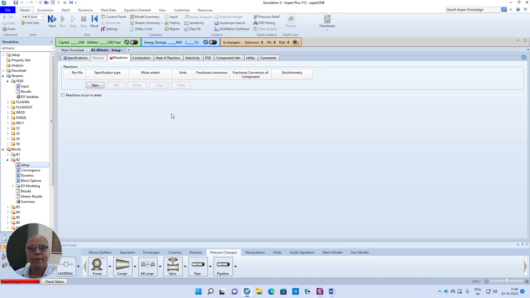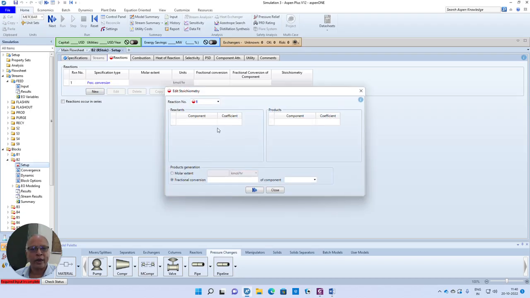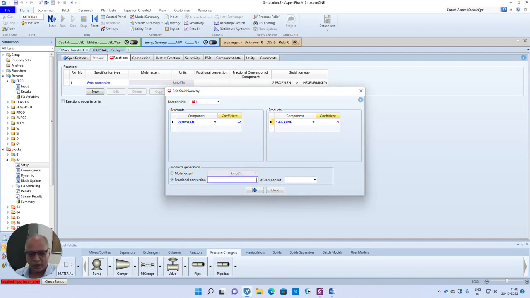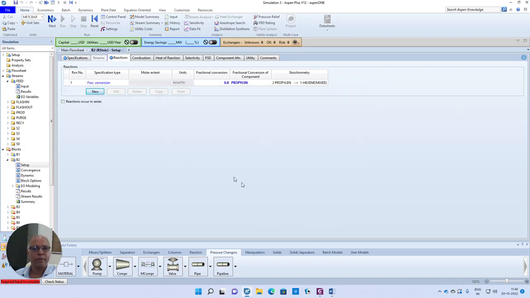Next, define the reaction stoichiometry. So 2 moles of propylene give rise to 1 mole of 1-hexene. So the product is hexene with coefficient 1. And we were given that the conversion is 80% with respect to propylene. So specify that. The fractional conversion is 0.8 with respect to the component propylene. Say next. So we have specified the reactor as well.